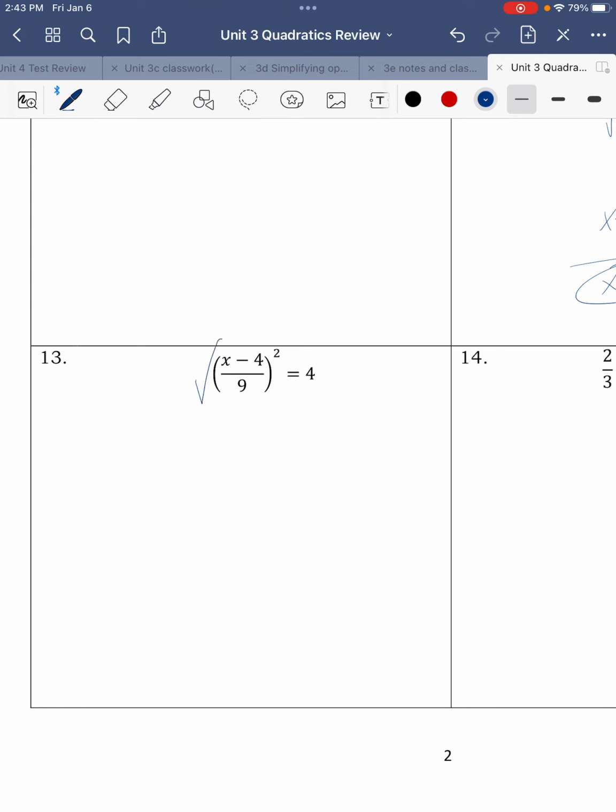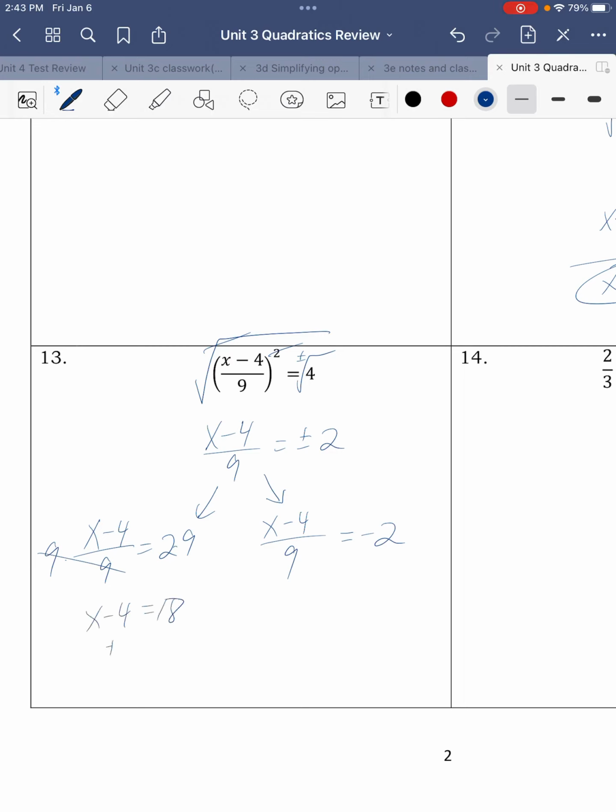Now number 13, we have the square on the outside now, so we have the square root first. You have x minus 4 divided by 9 equals a positive and negative 2. Break that into two problems because we have more operations to do before we get to the final answer. So we have the plus minus, but we have to do more operations to it. Multiply by 9, multiply by 9. Add 4. You get x equals 22.